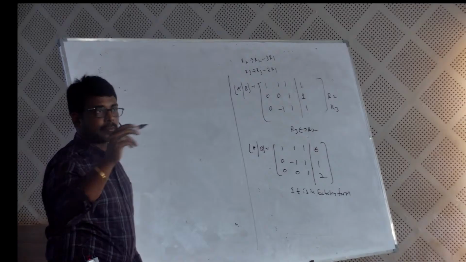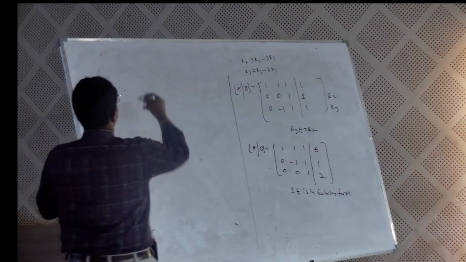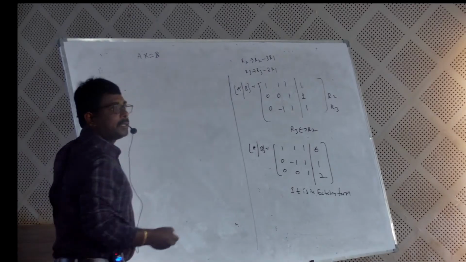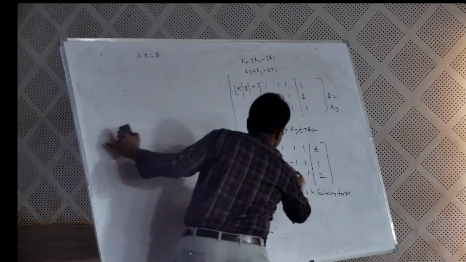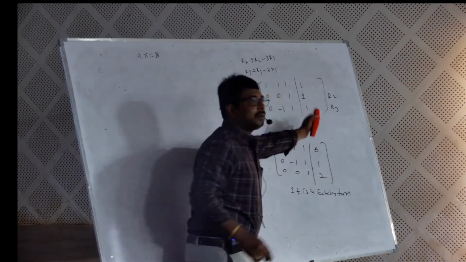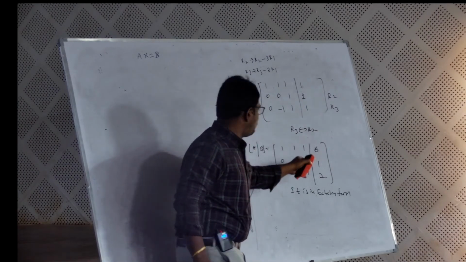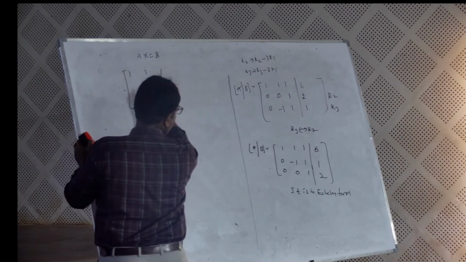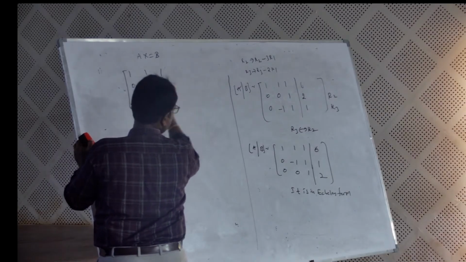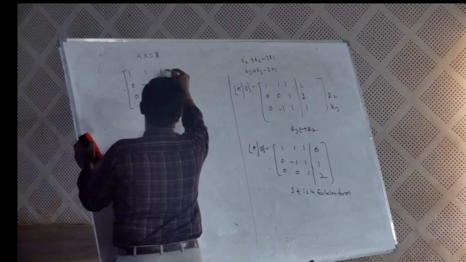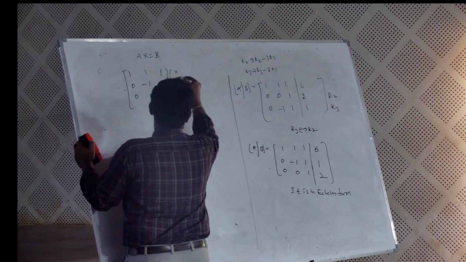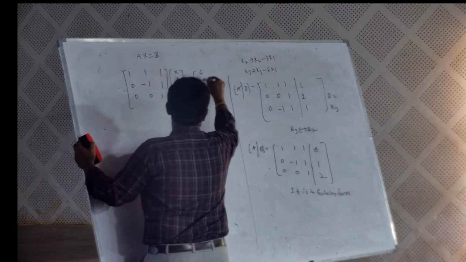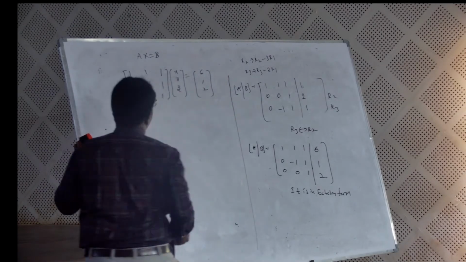boys, girls, we are solving a system. Which system? Ax equal to b. Okay? This is A, and the right side corner is B. What is the A matrix here? 1 1 1 into x, y, z equal to, okay.